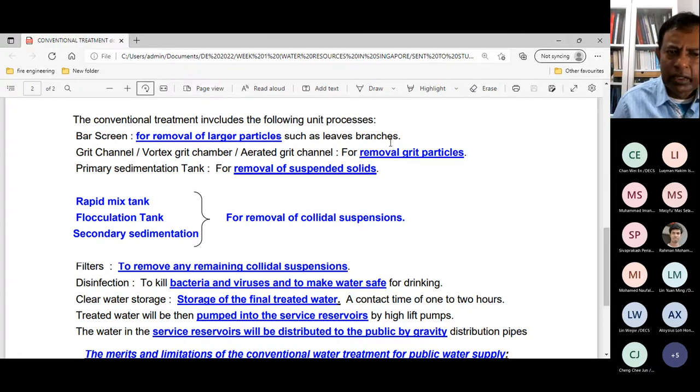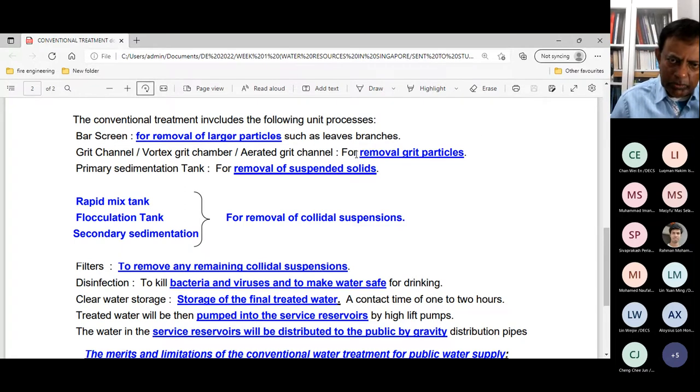Grit channel is for removal of grit particles. What are grit particles? Particles with a diameter of more than 100 micrometers are considered grit particles. They can be removed in grit channels or any other equivalent units. Grit particles have to be removed first, as a priority, because they can settle down in the pipelines and obstruct the whole process.